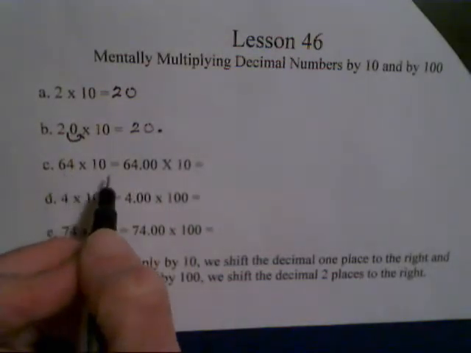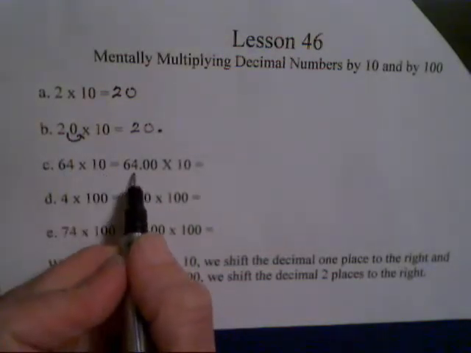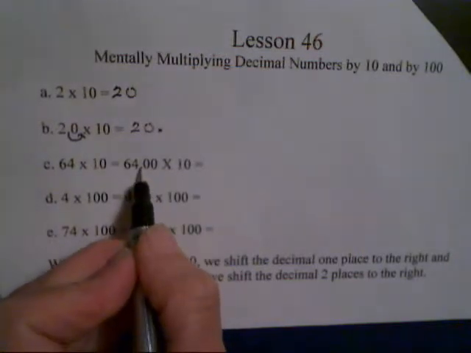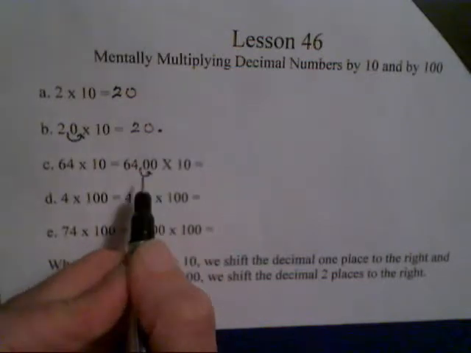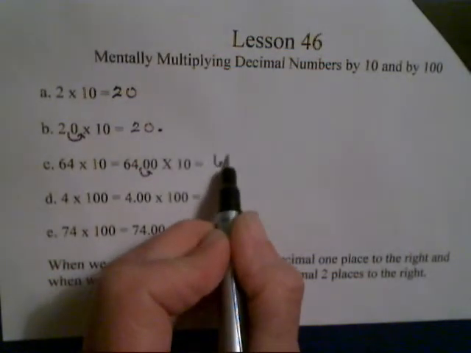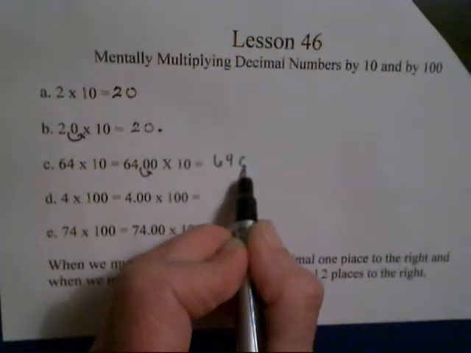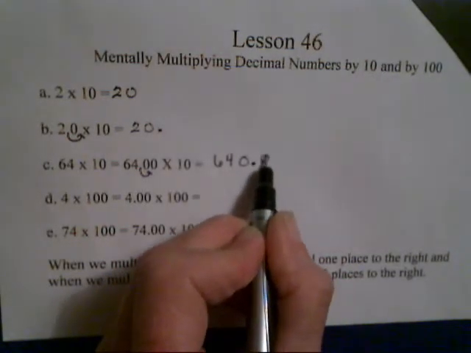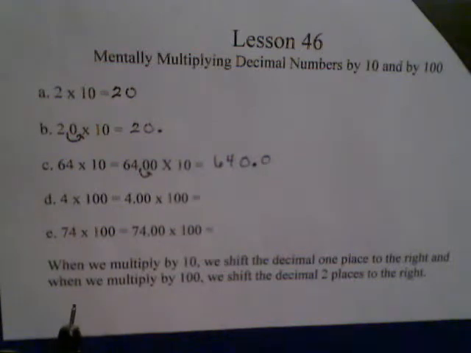So let's look at 64 times 10. That's the same as 64.00 times 10. If I take this decimal and I move it over one space, it's going to be 640, and this is where I move the decimal to, 0.0. I just moved it over one spot.